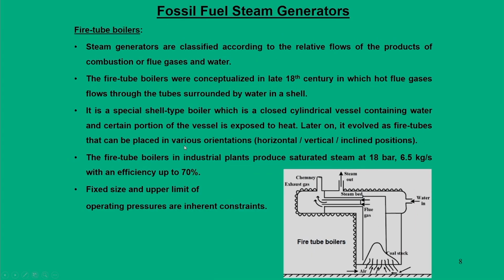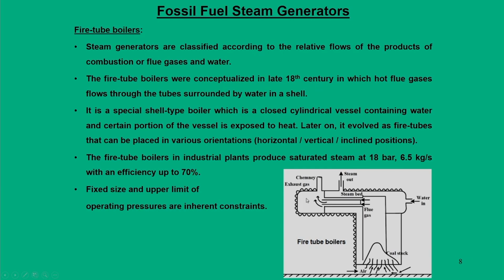So, this is the overall summary. Now, we will start one by one just to give some introduction about the types of fossil fuel generators, and the first category is the fire tube boilers. This concept started in the 18th century.